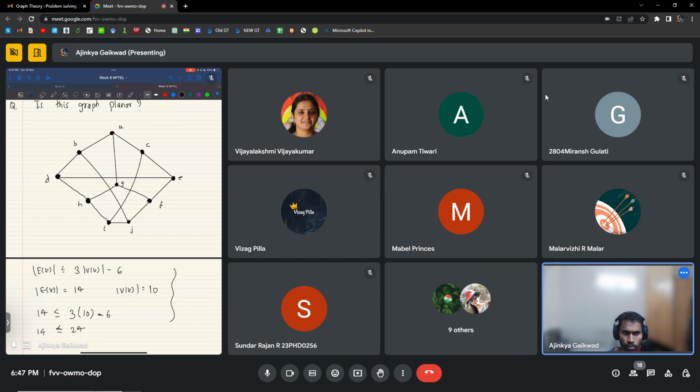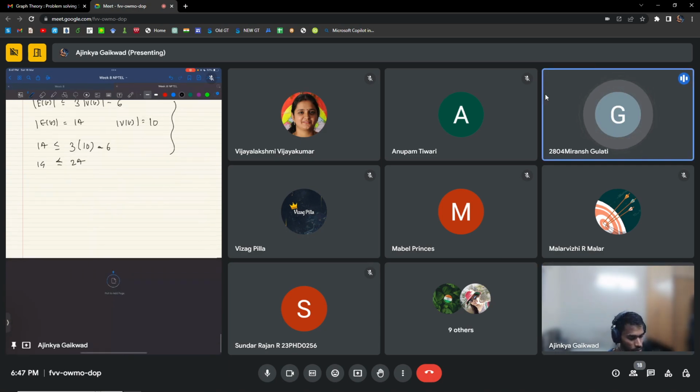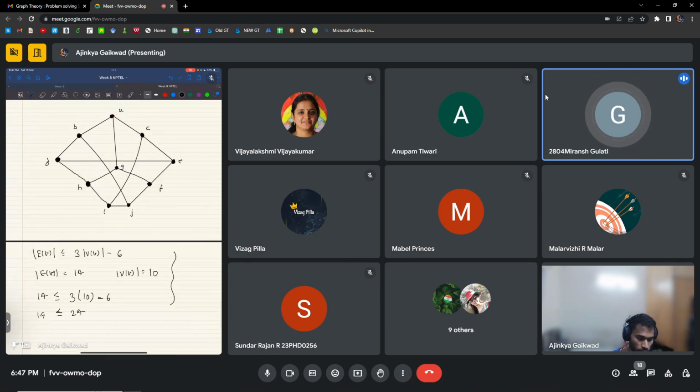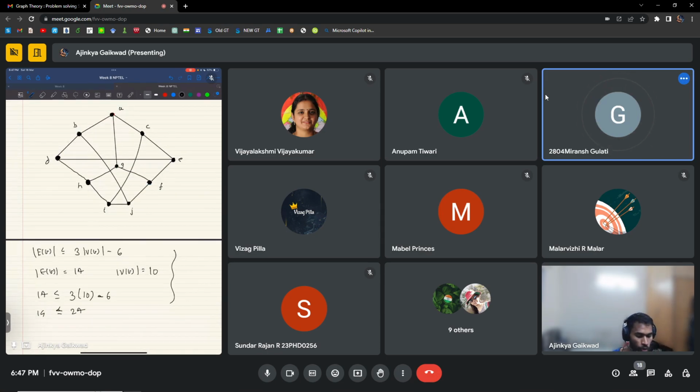So somebody else was saying something. I was saying we can prove it is homeomorphic to K5 by edge contraction, or I should ask whether we can actually do it or not.